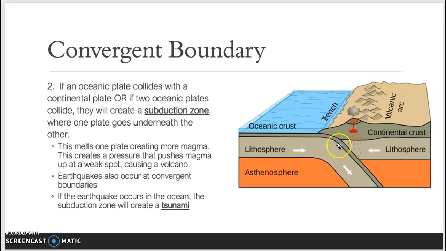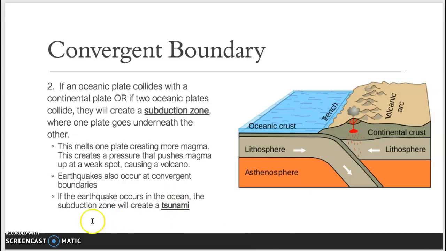And when these sink, it's not a constant sinking. It pushes, pushes, pushes, and then all of a sudden it pops down and it goes down suddenly. And it causes really big earthquakes. So those can be really dangerous. And if you have a subduction zone out in the ocean, it creates an earthquake out in the ocean, it creates a tsunami.